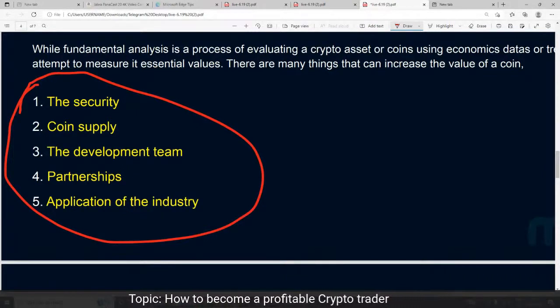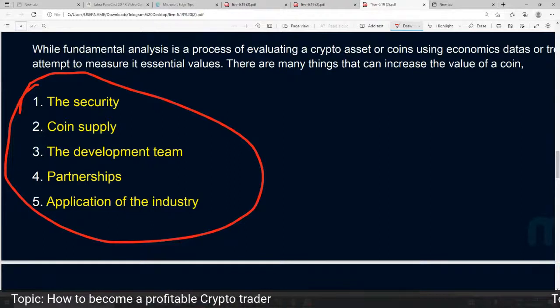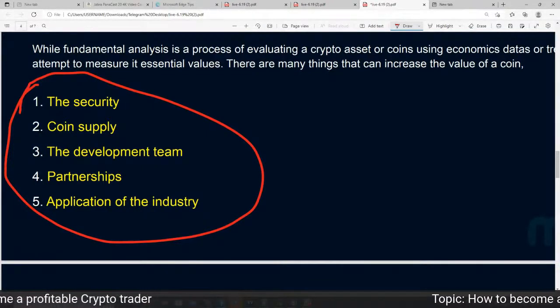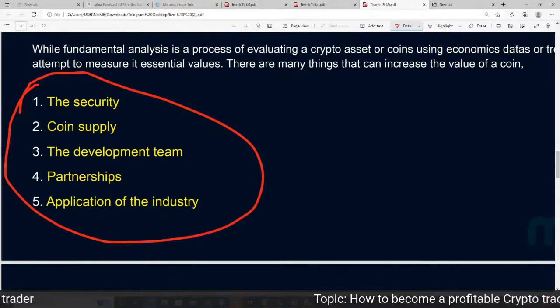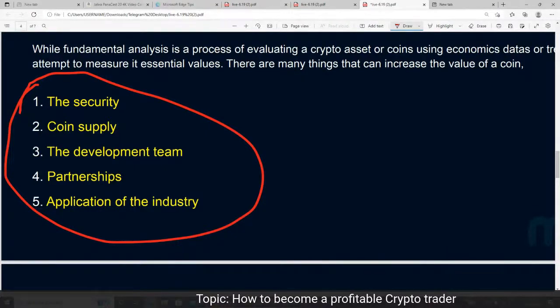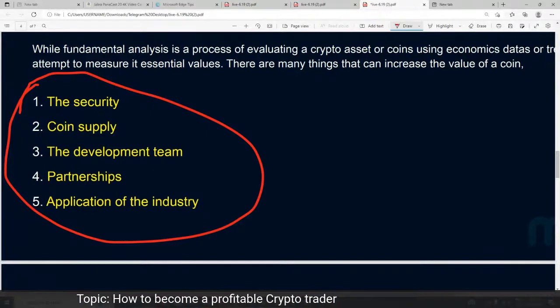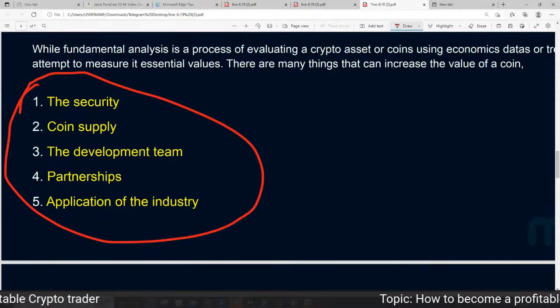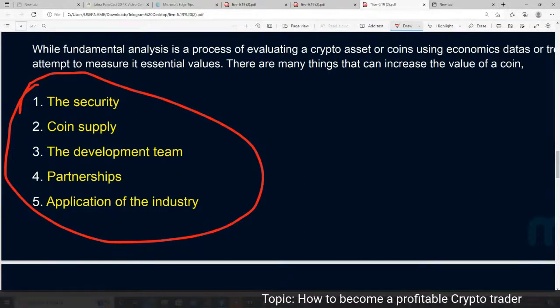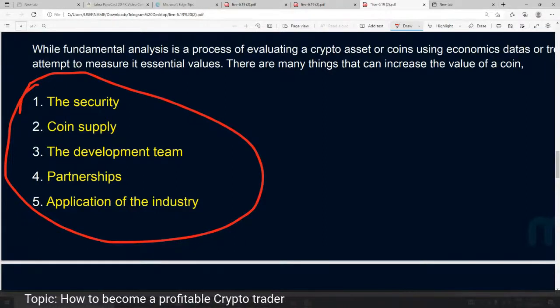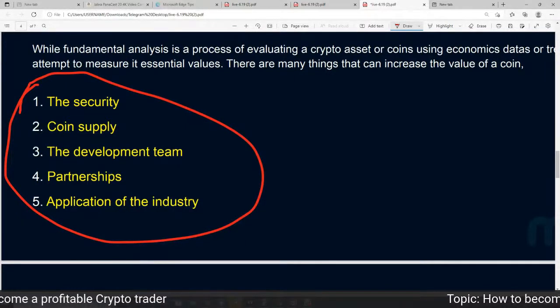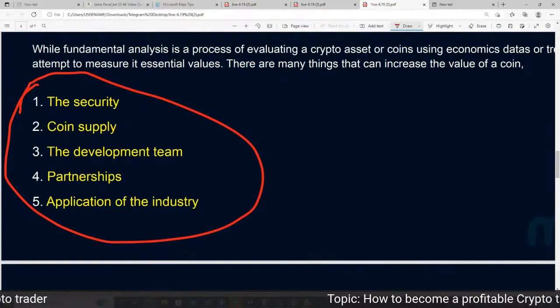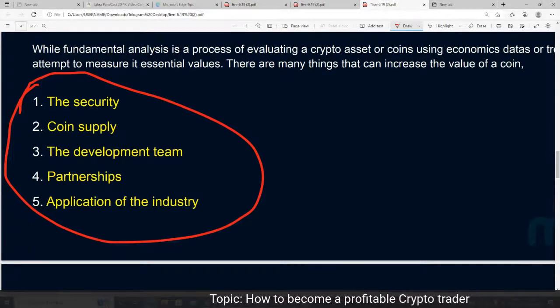You can see Shiba Inu. Shiba Inu is not just a meme coin. They started applying some things that will help Shiba to have a use case in this industry. So with this, Shiba Inu will last in the industry. It will have more use cases in the industry. So note these 5 points down. Use your pen. In any coin you want to buy, check whether they meet up with these 5 points.